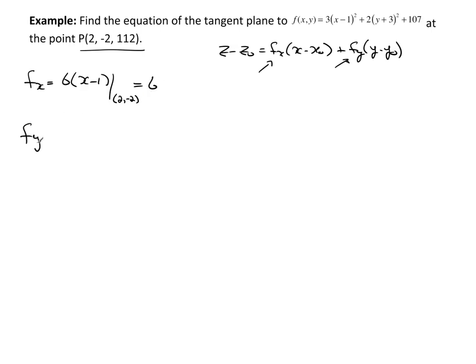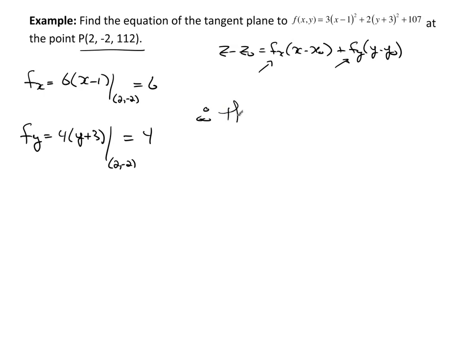Now the partial with respect to y is going to be, well, the 107 is going to be 0. So this is going to be 4 times y plus 3 to the first. And again, I need to evaluate this at the point 2, negative 2. There are no x's left in here. So at negative 2, I still get 1 in here. So 4 times 1 is 4. So the partial with respect to y is just going to be 4.